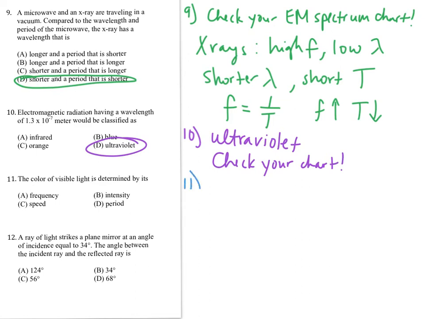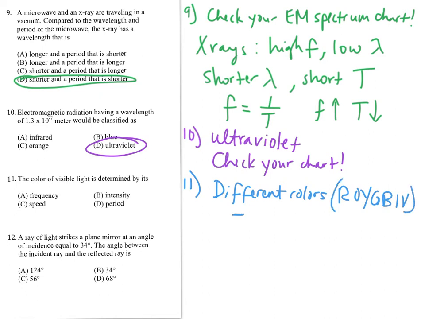All right, number 11. The color of visible light is determined by its what? So what do we know? Different colors, Roy G. Biv, have different wavelengths and frequencies. So it is mostly determined by its frequency, because we don't see wavelength. Period is related to frequency, but primarily it's wavelength and frequency. All right, number 12.